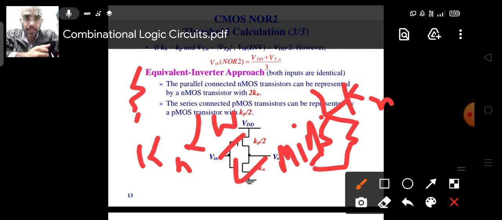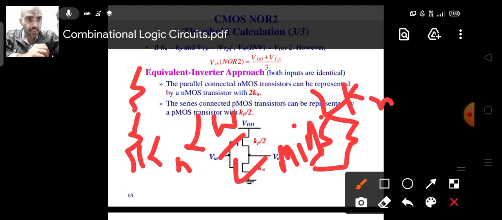So if I replace each PMOS, they are switches. If I replace them with a resistance switch, let's assume that each switch offers some resistance. So in this case, when the two PMOSes are connected in series, if you find the equivalent Kp for this.